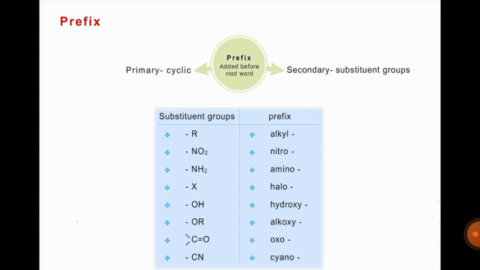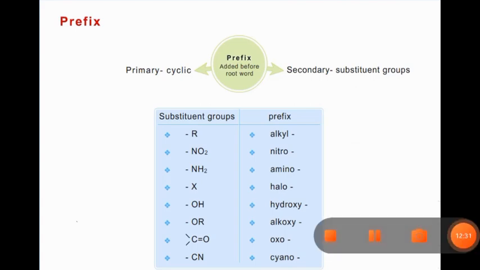So you will be confused. How can it be? These are the functional groups. How can it be a substituent? We'll come across that point soon. So please understand, if these are the substituents, then this is how these substituents will be named in the nomenclature of organic compounds.